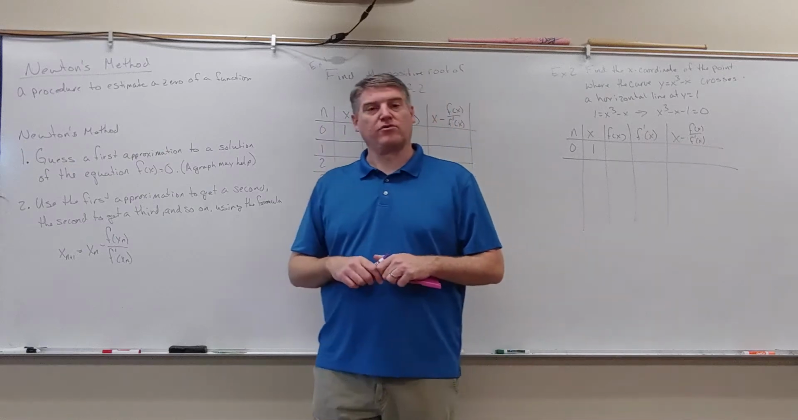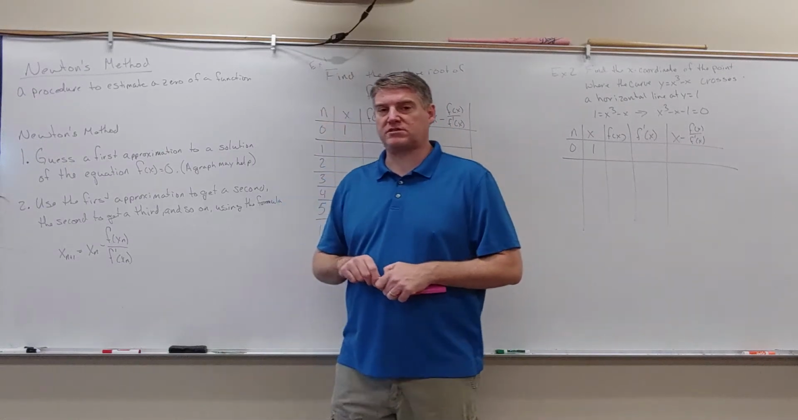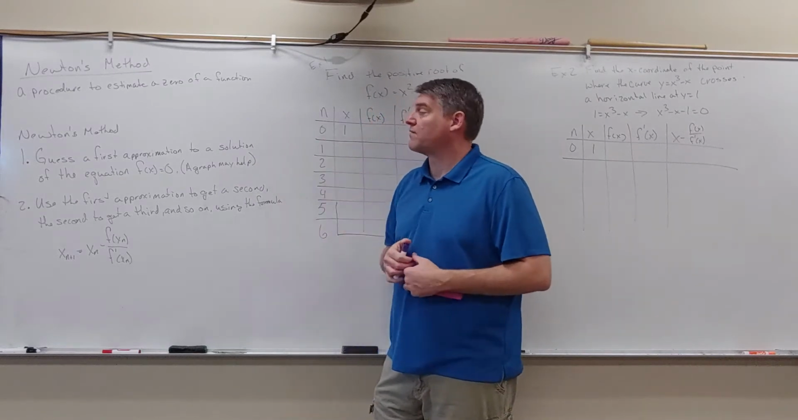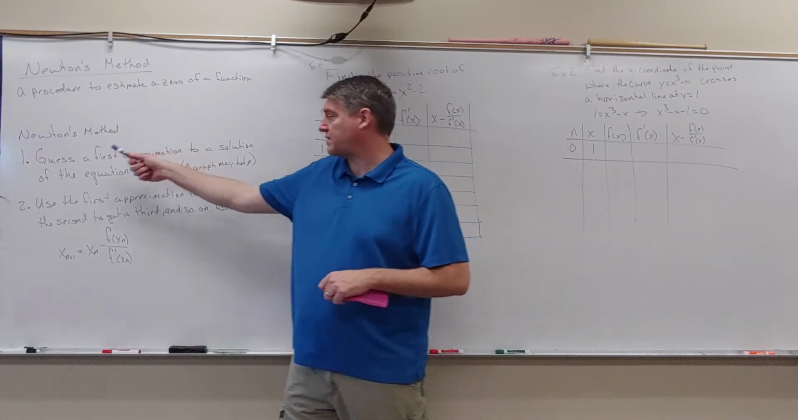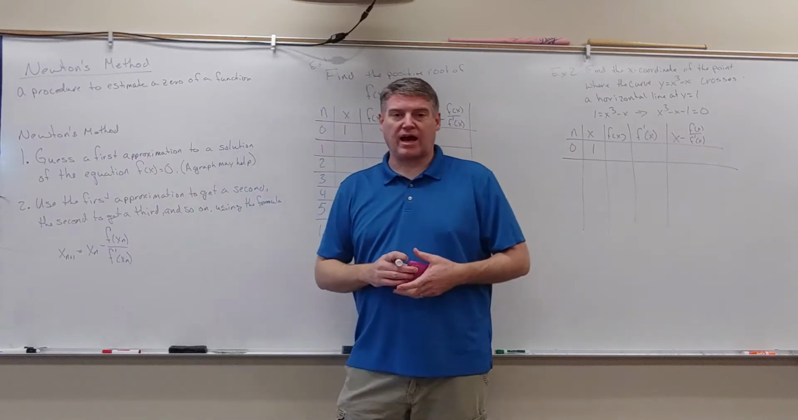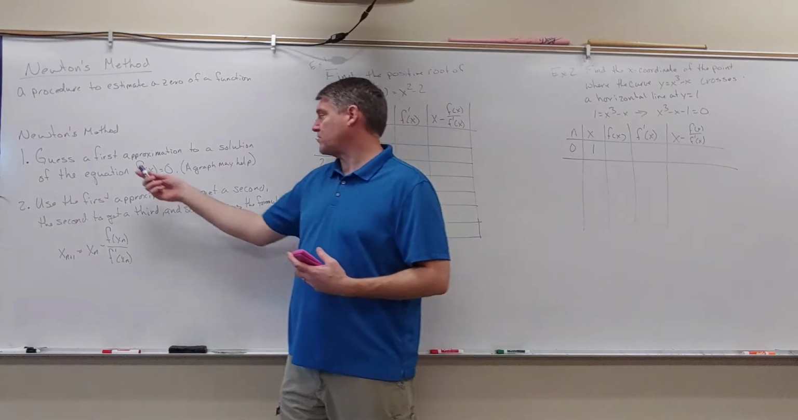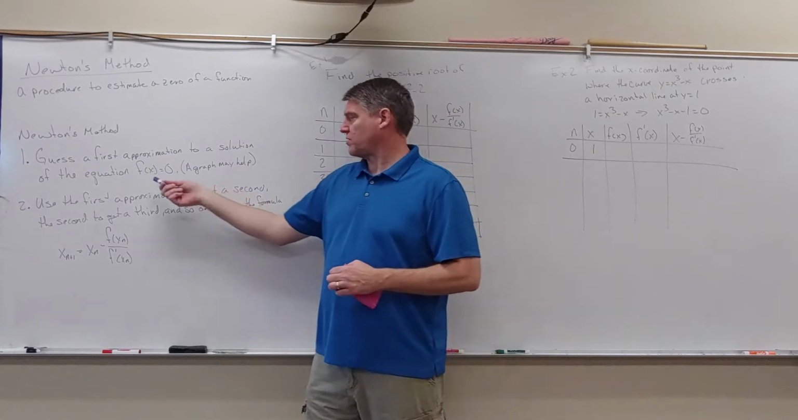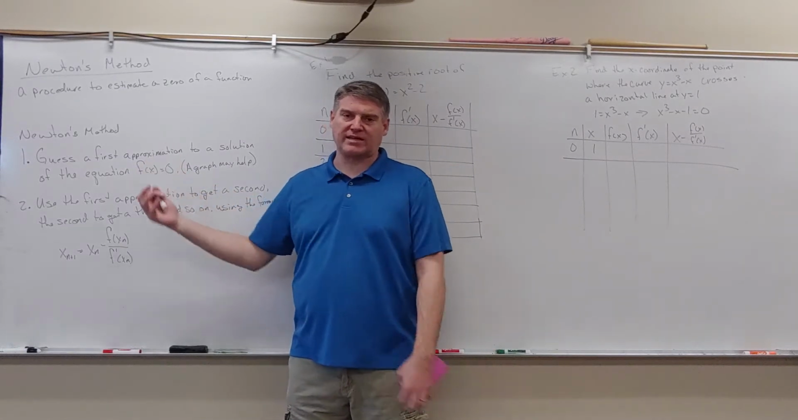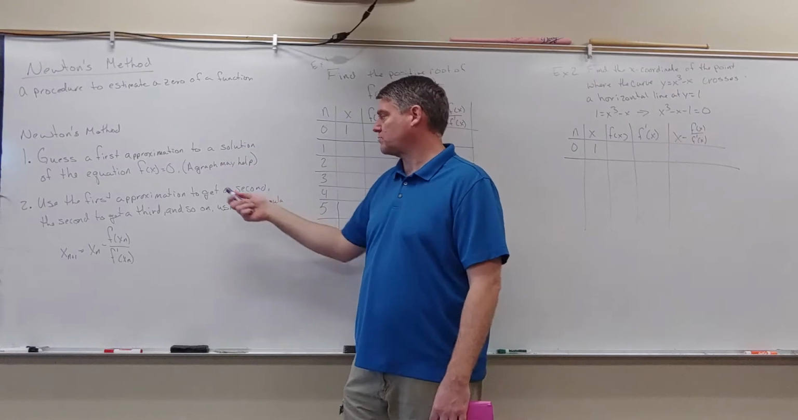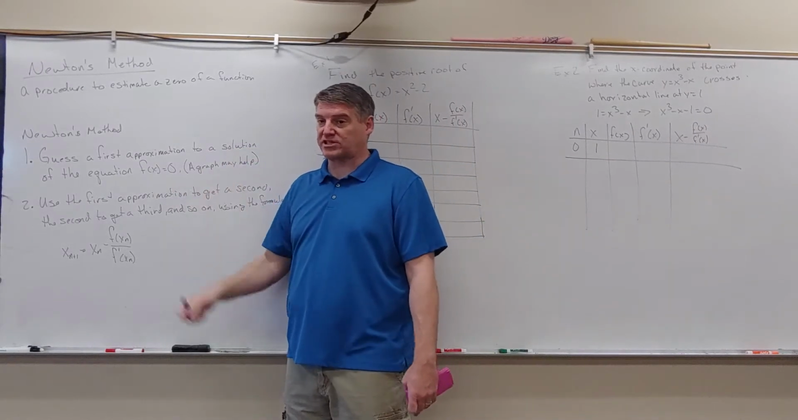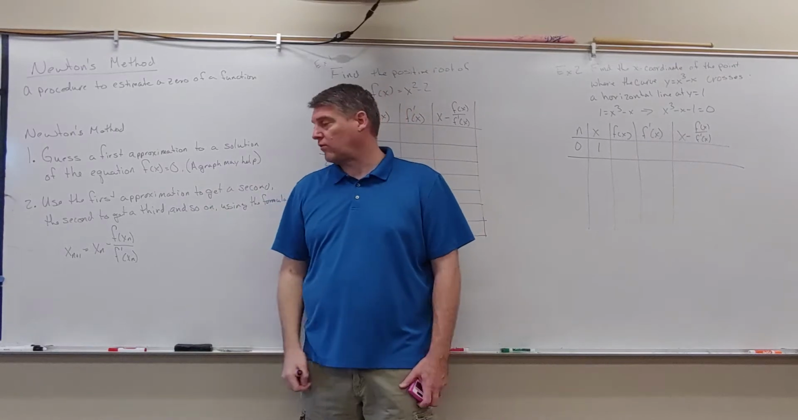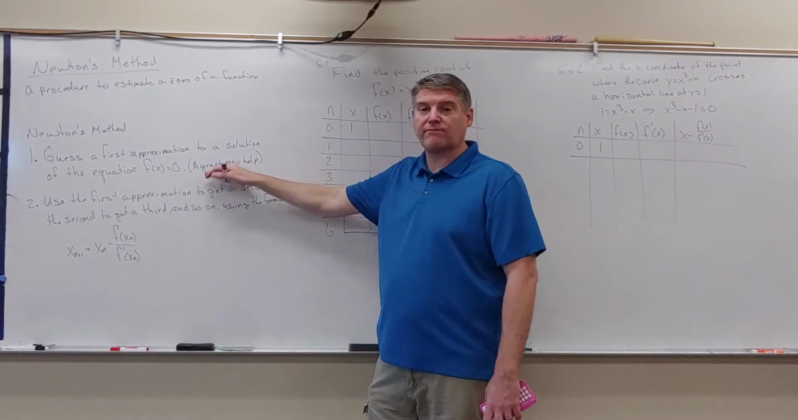Right, we're going to talk about Newton's method. What Newton's method is, it's a procedure to estimate the zero of a function. The first thing is you're going to guess a first approximation of the solution, okay? So you're trying to make an educated guess. It doesn't have to be really close, but the closer it is, the fewer iterations you'll have to do. A lot of times a graph may be helpful in getting that first guess.